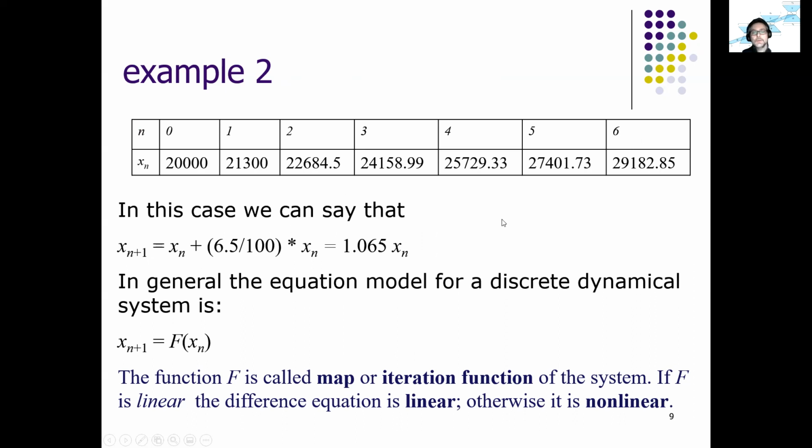So this kind of equation represents the behavior of a discrete dynamical system. In general, we say that the state of this system at the next iteration, x, equals a function which depends on the previous state. This function is called a map or iteration function of the system. If this function is linear, then we have a linear dynamic system. If this function is nonlinear, then we have a nonlinear dynamic system.